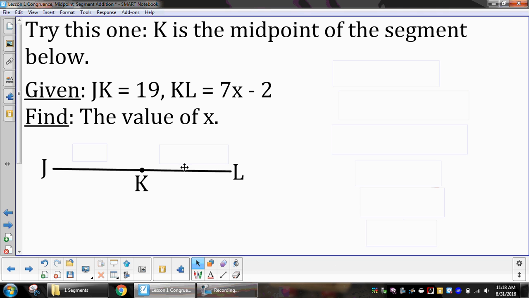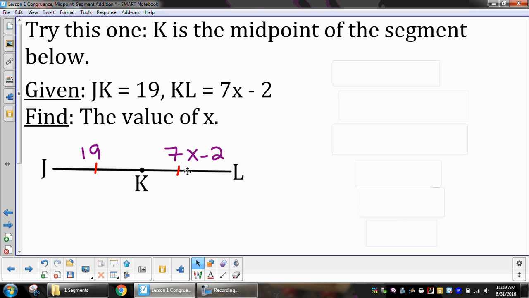So again, I told you that K is the midpoint of JL. So segment JK and segment KL are congruent to each other. I gave you that JK is 19. I gave you that KL is 7x minus 2. You should always label your picture with as much information as possible. It helps you get a good idea of what's happening. We're trying to find x.